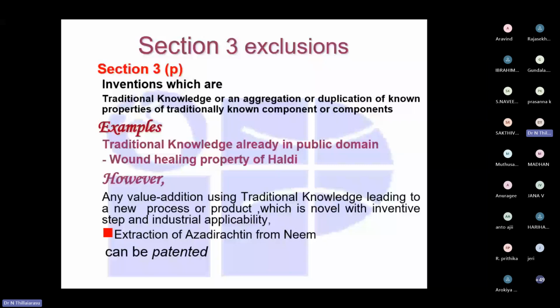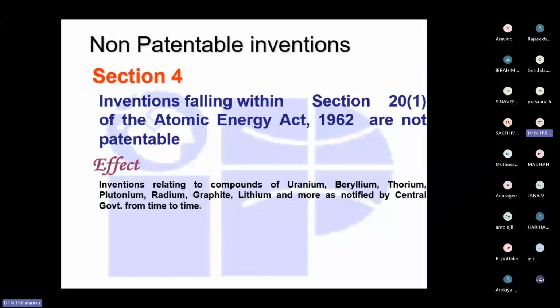Any value addition using traditional knowledge that leads to a new process or product which is novel, involves an inventive step or industrial application, can be patentable. So if we use neem to cure acidity, that is an extension and it can be patentable. How we take the neem tree and form something to cure a disease, that is patentable. So these inventions fall under the section of non-patentable; many things have already been discussed that fall under the category of not patentable.